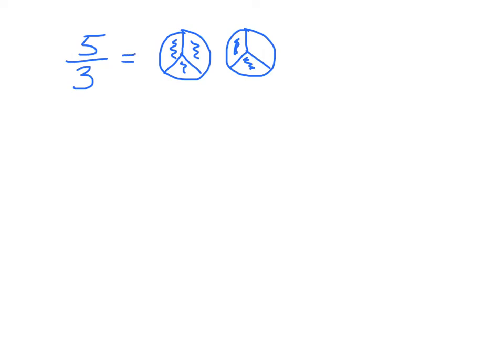Well, there certainly is another way that we could write this as well. We could say that it is the same thing as 1 and 2/3, because I have one whole circle shaded in and 2/3 of another circle.